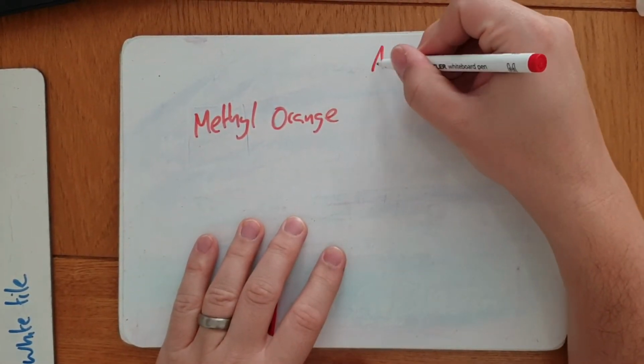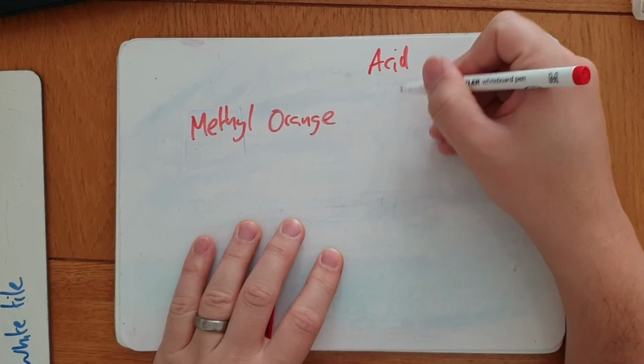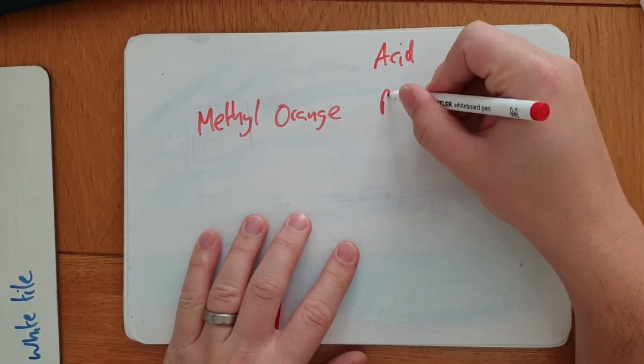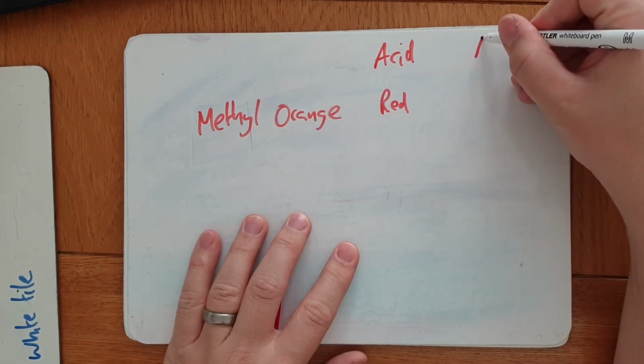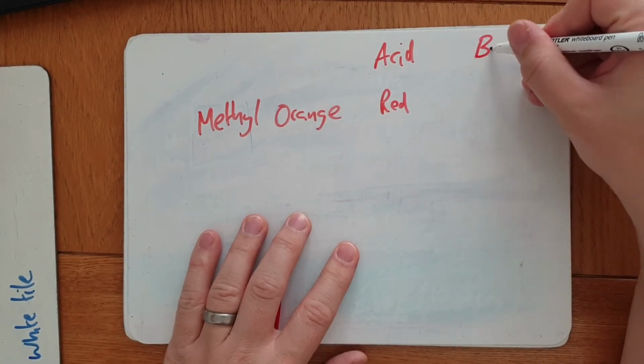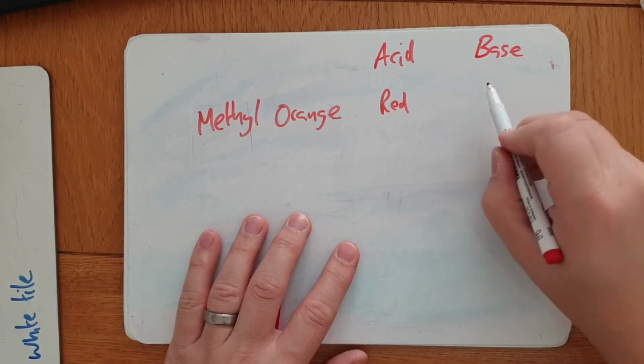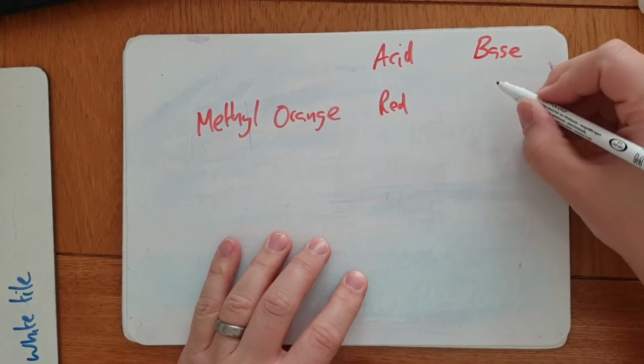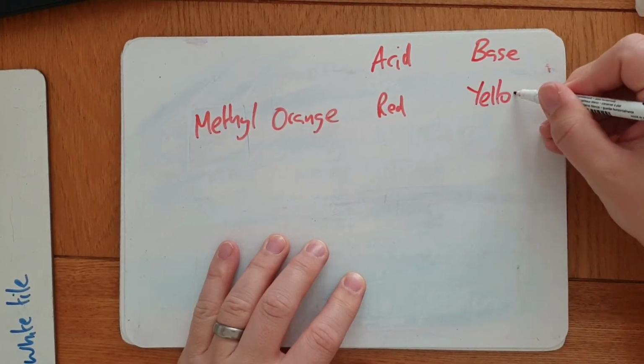So methyl orange, when it's an acid, doesn't matter how acidic it is, even a tiny, tiny bit acidic, methyl orange is red. And then as soon as it switches across into being a base or an alkali, exactly in an instant, it will change to be yellow.